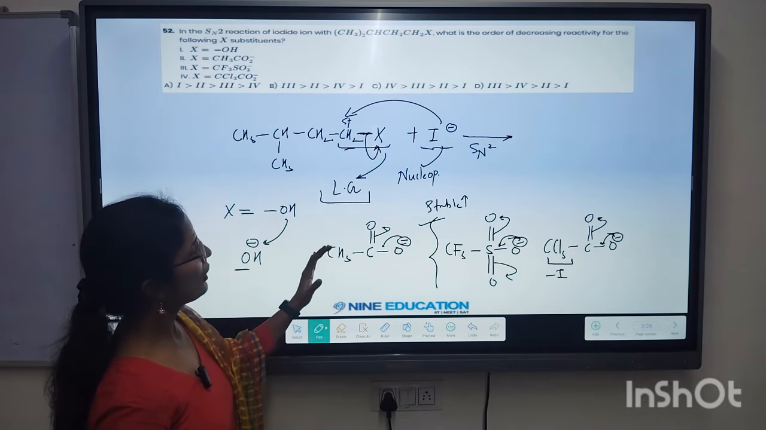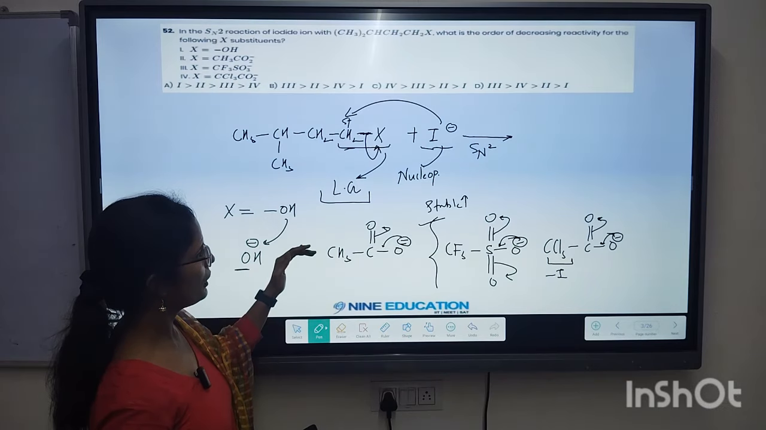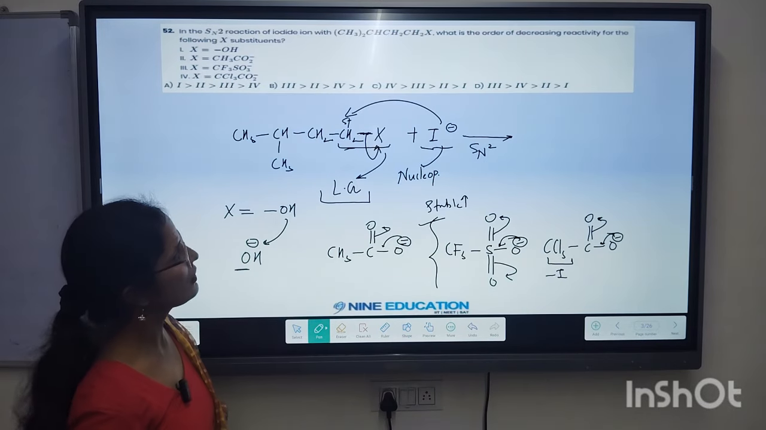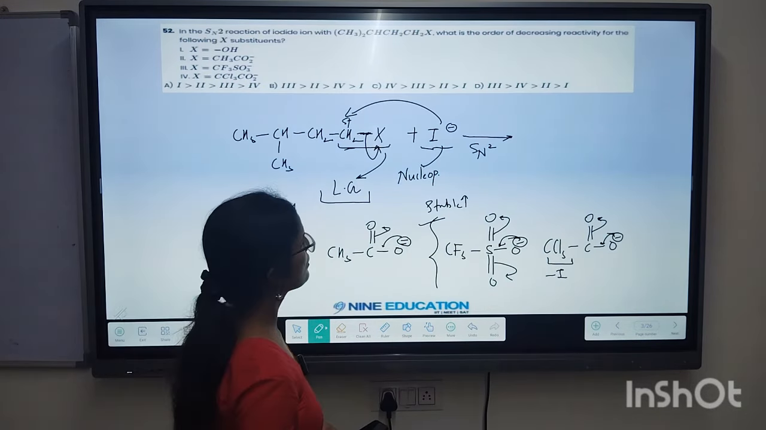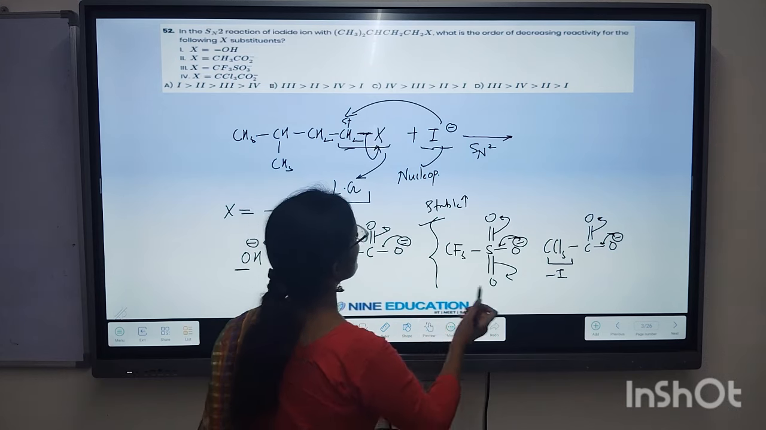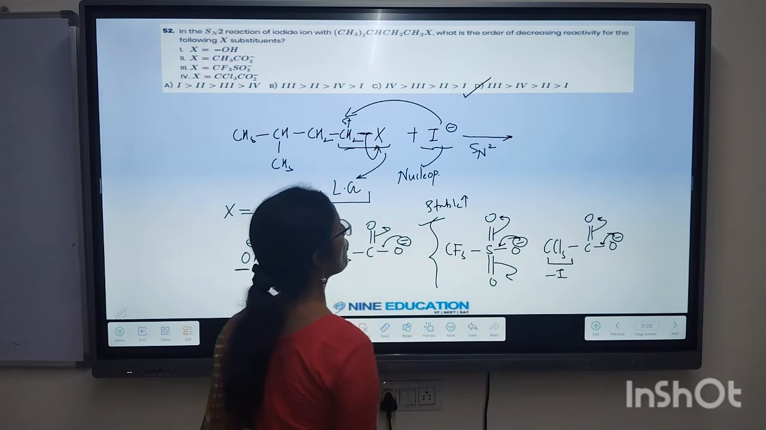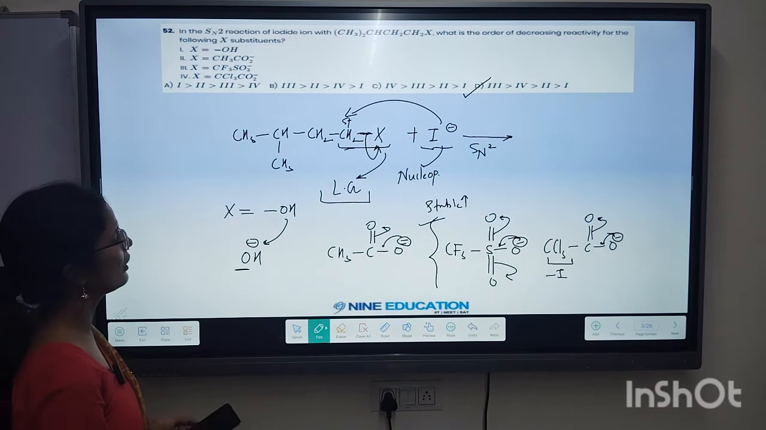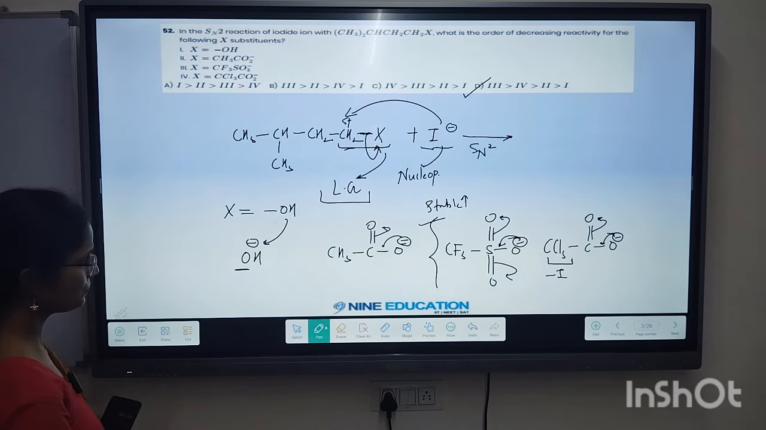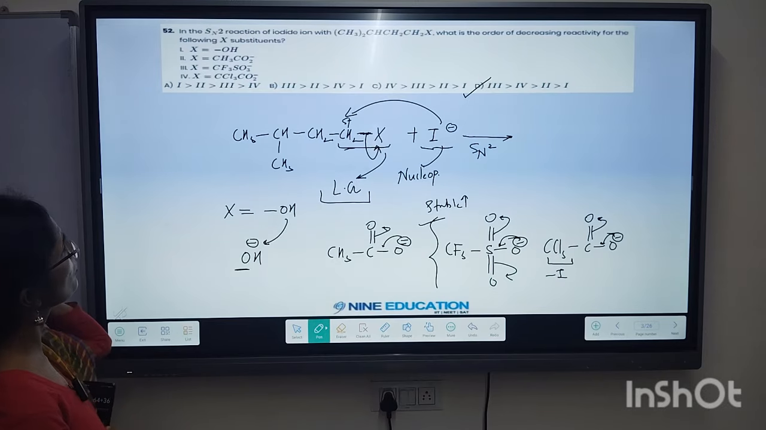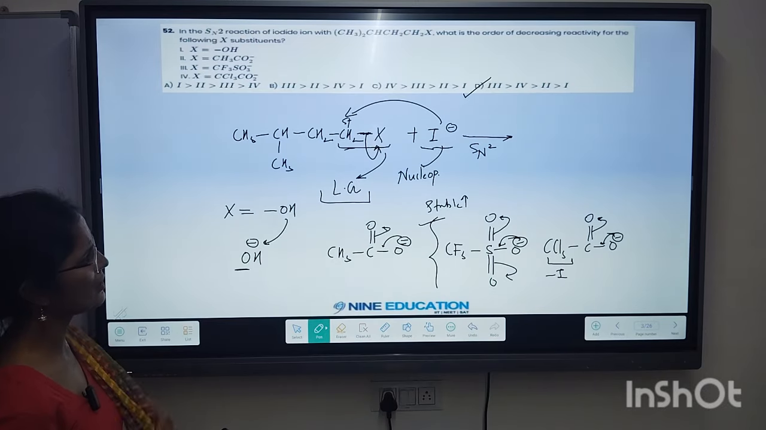And depending on this only, it will be deciding the leaving group tendency. Okay, so what answer or what option will be the correct option here? Third greater than fourth, greater than second, and last may be greater than first. So in order to deal with this question, you should just have the basic understanding.